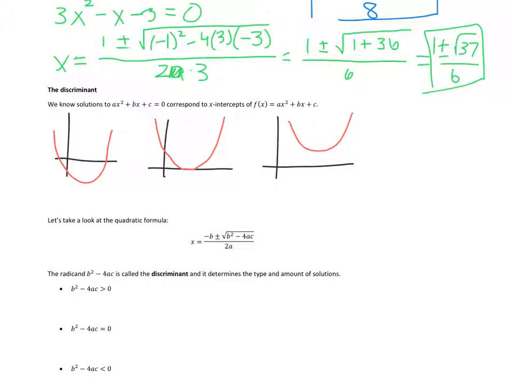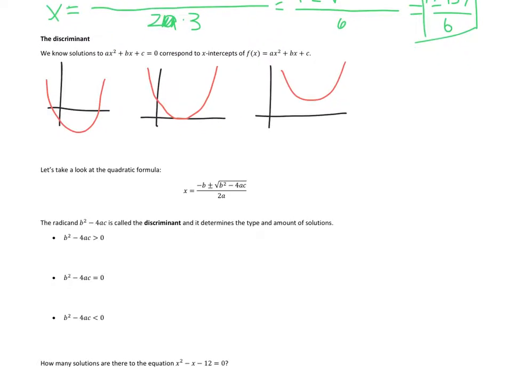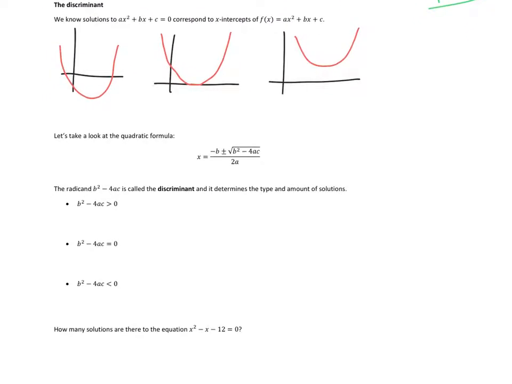So looking at our quadratic formula, the part that's going to determine if we have 2, 1, or 0 solutions is this part, the part we're plussing and minusing.